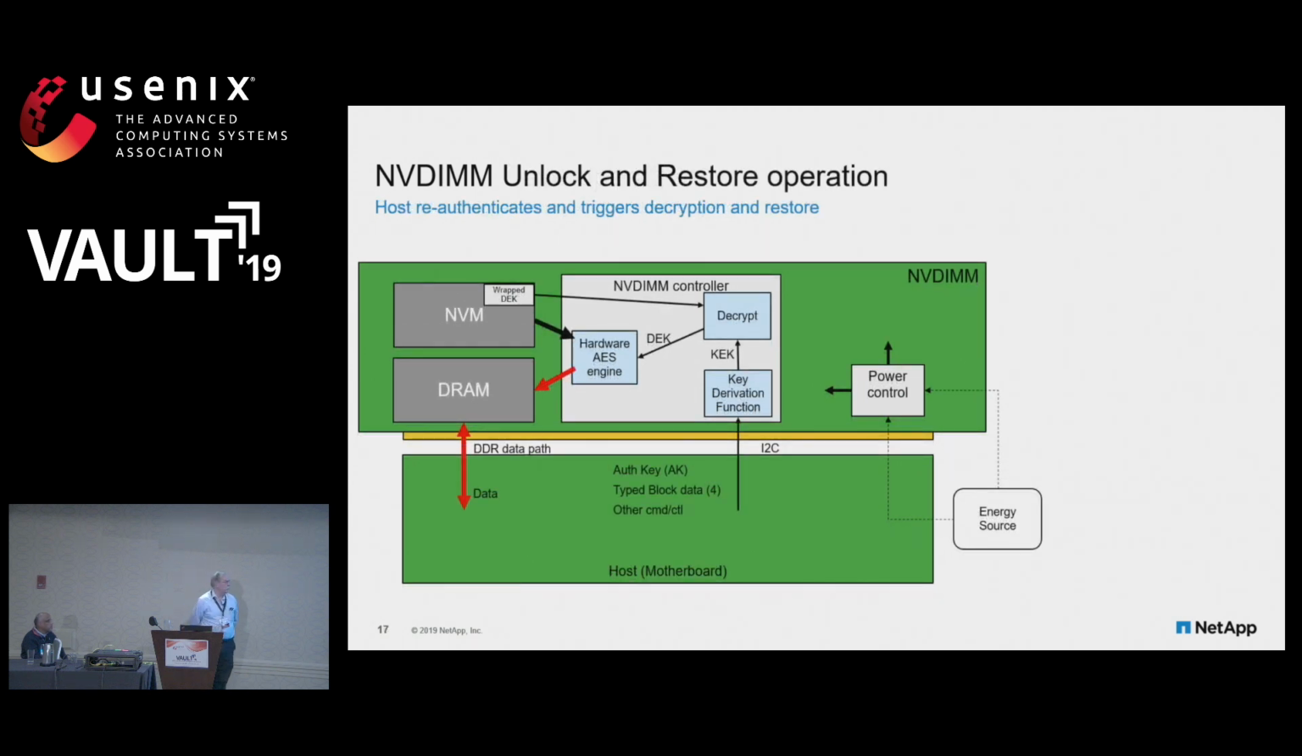When power gets restored, you go back through the I2C bus, you supply the password. The password gives the device access to the key. The device can then restore the information using the encryption engine back into the memory, and then the memory gets put into an address range in the host that you can then access it, and you've got your persistent storage back again.